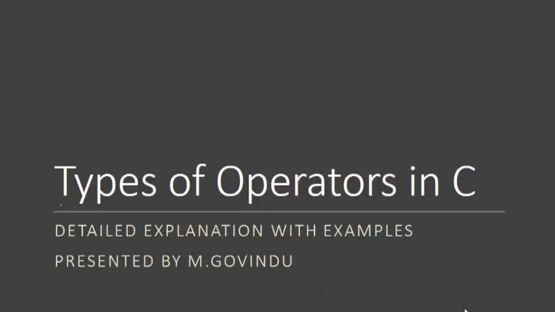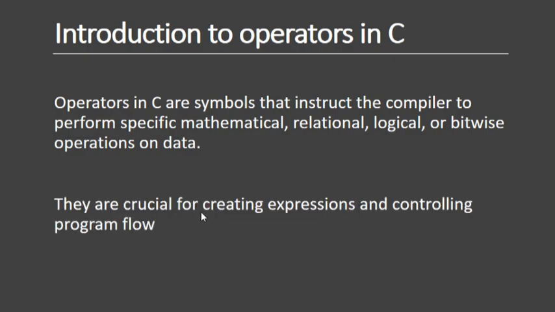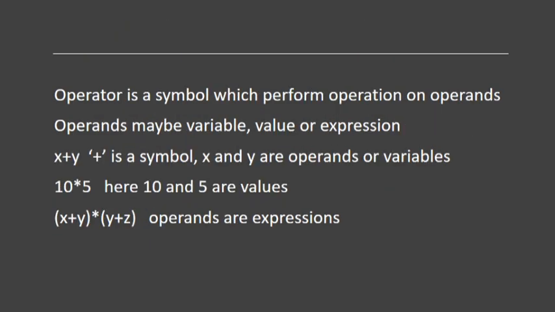In this class, I am going to discuss types of operators in C. Introduction to operators in C. Operators in C are symbols that instruct the compiler to perform specific mathematical, relational, logical, or bitwise operations on data. They are crucial for creating expressions and controlling a program's flow.